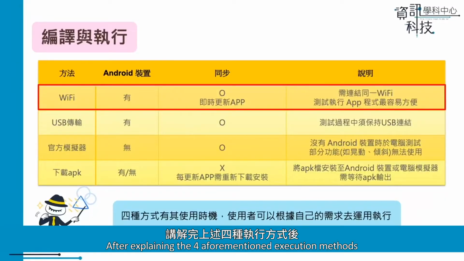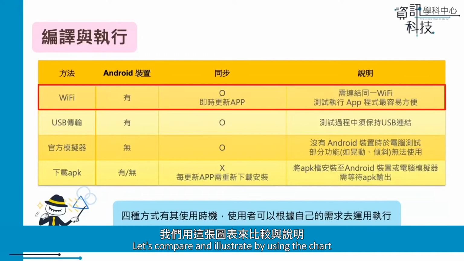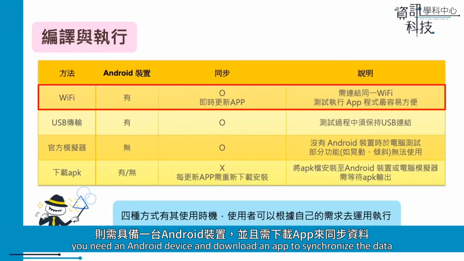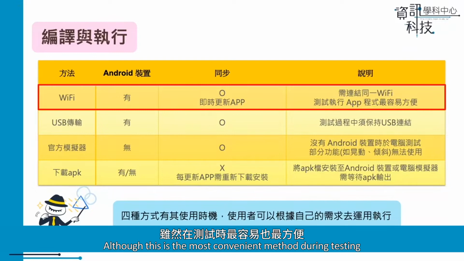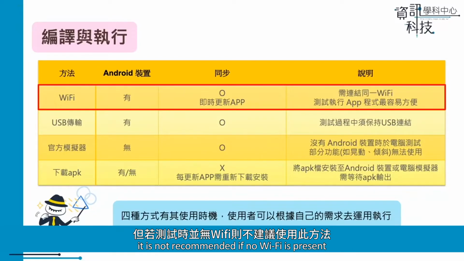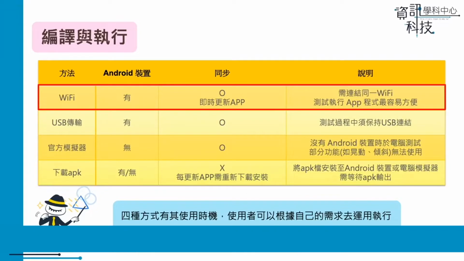After explaining the four aforementioned execution methods, let's compare and illustrate by using the chart. For the first method, Wi-Fi, you need an Android device and download an app to synchronize the data. And the same Wi-Fi is required. Although this is the most convenient method during testing, it is not recommended if no Wi-Fi is present.